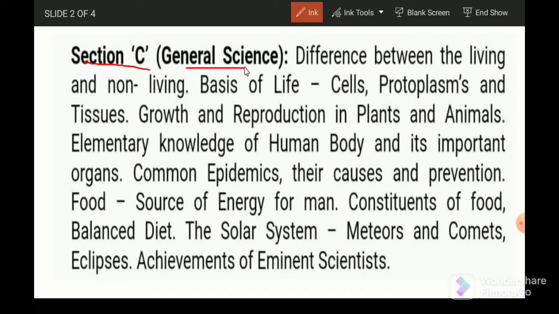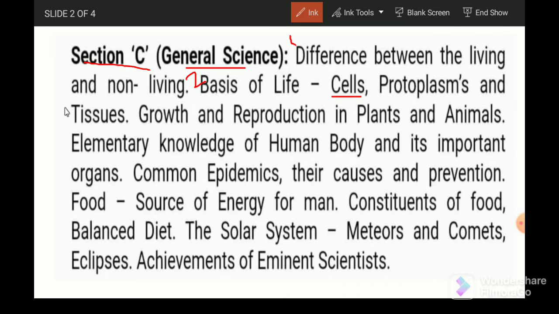It's written in bracket. So the first topic we are going to study is the difference between living and non-living things. Okay, this is a very basic topic. Now the basis of life. This is the second point, the basis of life, that is the cell and the protoplasm. So we're going to study the cell, that means the cell organelles, then the protoplasm which we see in the cell.